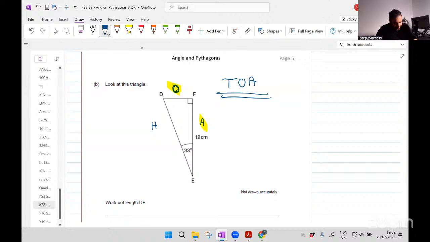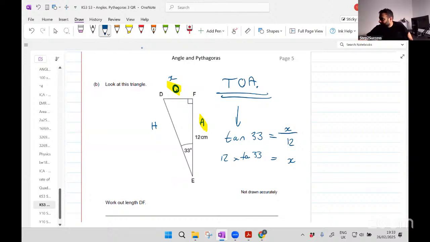TOA, because it's got the O and the A in it. What does that tell you? It tells you that tan of the angle, which is 33, equals the opposite, which I'm going to call x for now, I'm trying to work out, over the adjacent, which is 12, which means that x is 12 multiplied by tan 33. 12 times tan 33, calculate.